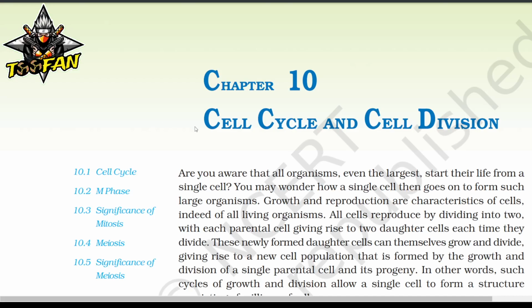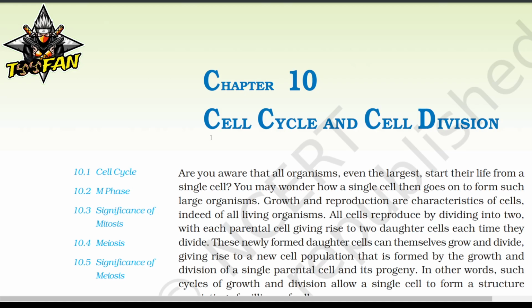Class 11, Chapter 10, Cell Cycle and Cell Division, the most important chapter and one of the basic chapters. Are you aware that all organisms, even the largest, start their life from a single cell? You may wonder how a single cell then goes on to form such a large organism. Growth and reproduction are characteristic of cells, indeed of all living organisms.